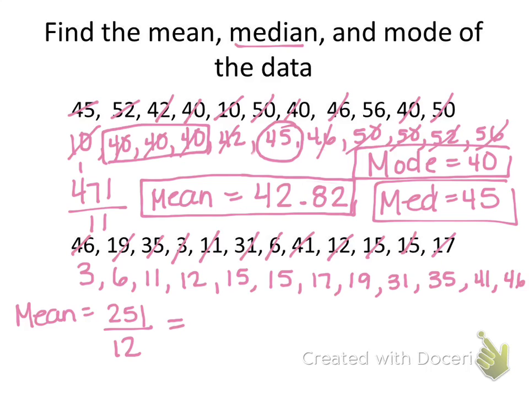Again, you're going to want to round to the nearest hundredth, which is going to be 20.92. So this is my mean here. All right, let's do our median. Since we've already ordered them from least to greatest, I just count in.